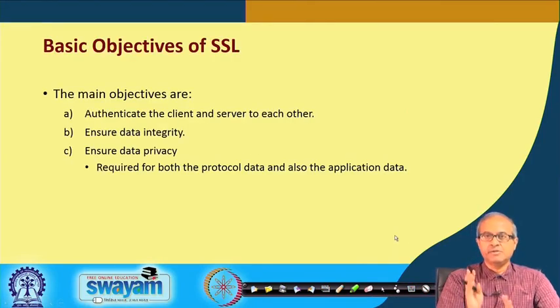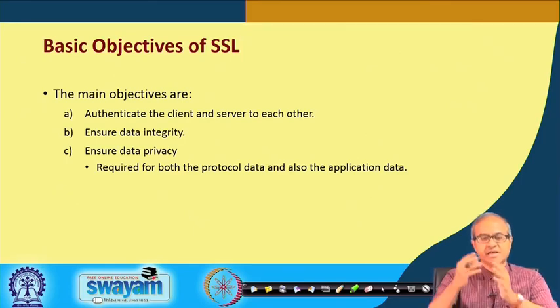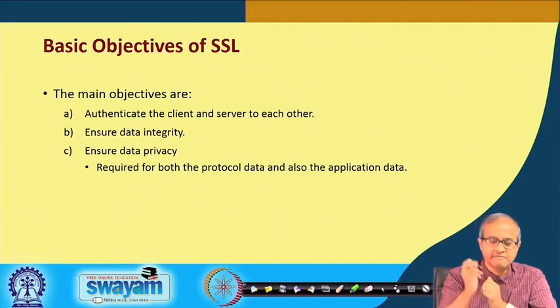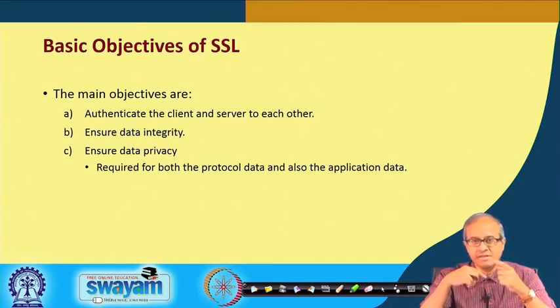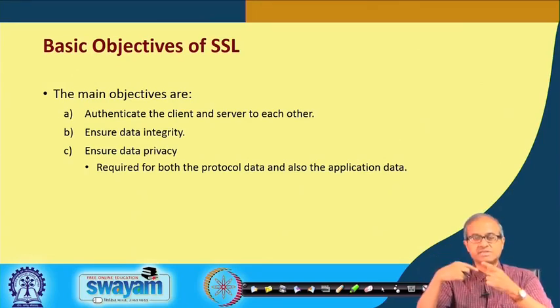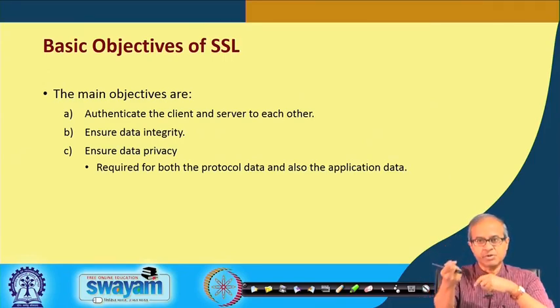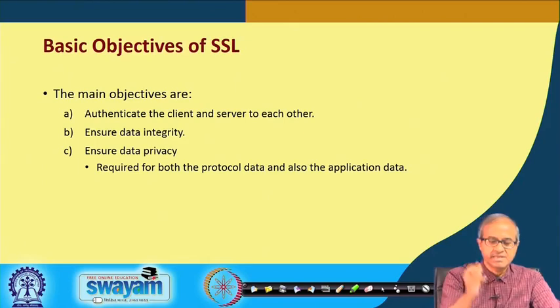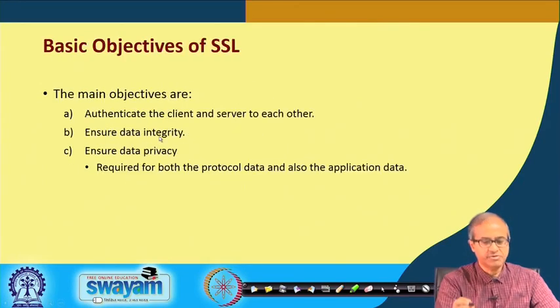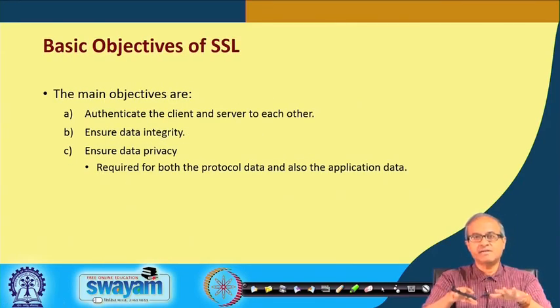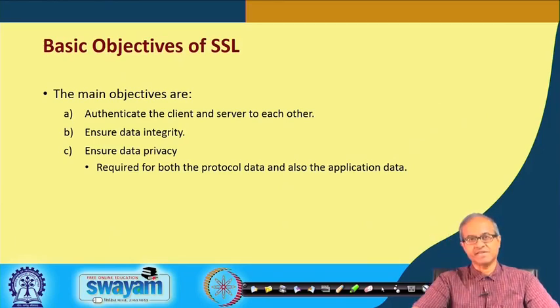Fine. Now, the basic objectives of this Secure Socket Layer, or SSL, are several. First is authentication. The client and server, two parties communicating over a network, must authenticate each other. So, I know who the other party is, and the other party also knows who I am. Then ensure data integrity. It will also take care that data is not modified in transit. If there is a data modification, it will be immediately detected at the receiving end.